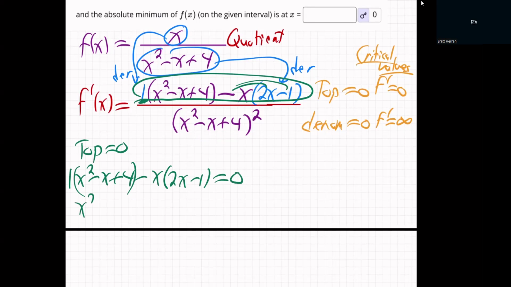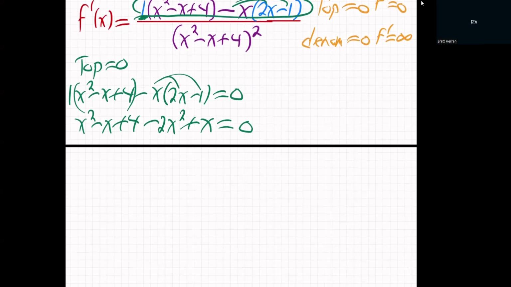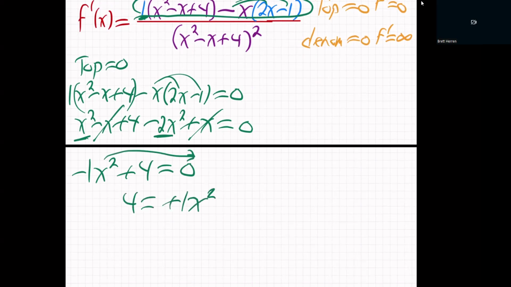Okay, then distribute. So we get x squared minus x plus 4. Then this will be minus 2x squared plus x equals 0. Did you see that? Minus x goes there and there. Okay, so that's x squared minus 2x squared is minus 1x squared. And then minus x and plus x cancel. Plus 4 is 0. That's nice. And then I'm just going to jump this over here. So I get 4 is plus 1x squared. So that just means 4 is x squared.